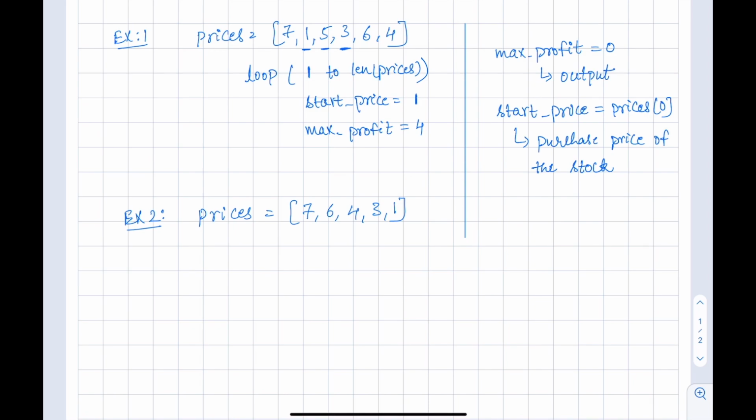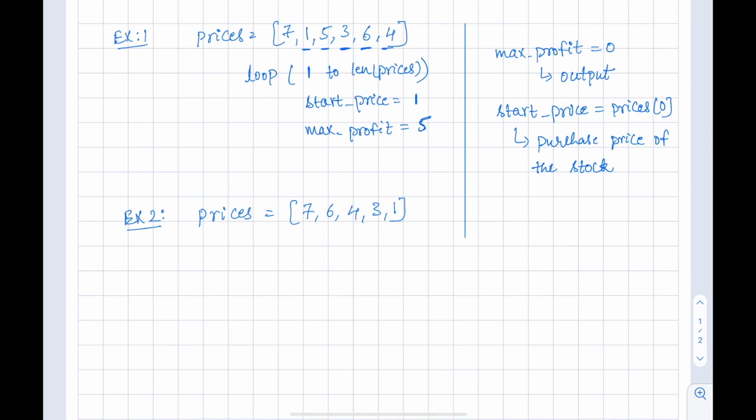Then we are going to the next day 5. On the day 5, the price of the stock is 6. And the maximum profit that can be achieved is current price minus the start price, which is 6 minus 1, that is going to be 5. So we are going to update the max profit here, which is going to be 5. And then we are going to move on to the next day, which is day 6.